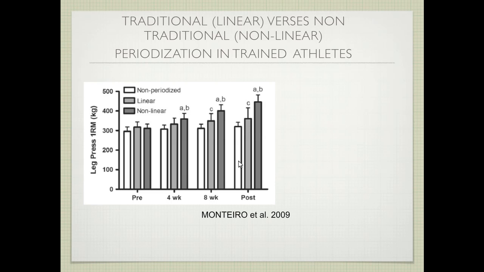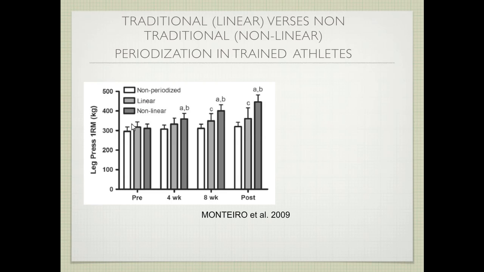So Monteiro, out of Carlos Ugrinowicz's lab, was one of the first people to really test this in a highly trained model. And he took very well trained individuals. He had a non-periodized, a linear, and a non-linear group, or traditional and non-traditional. They're changing it every day here, and every 4 weeks here.